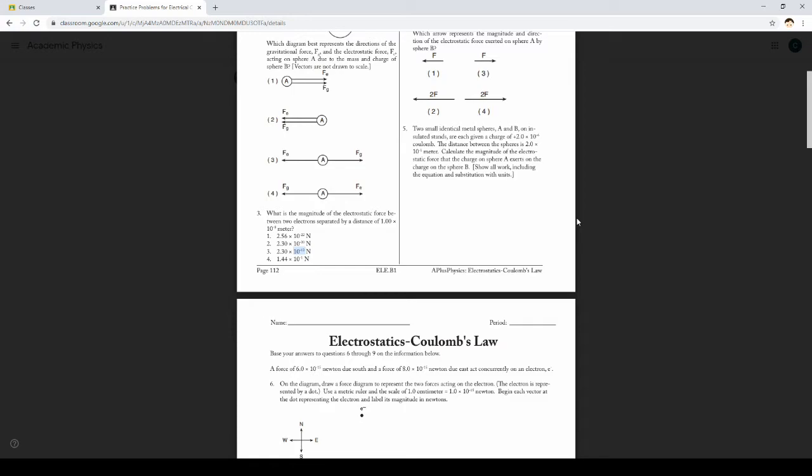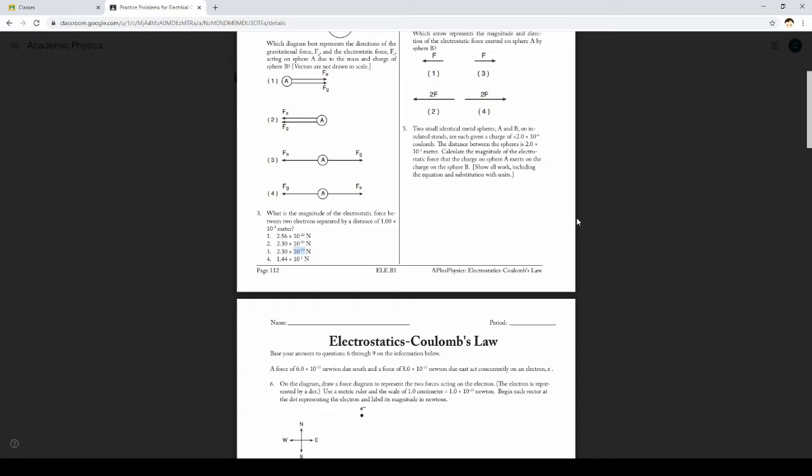Number 4. Two small identical metal spheres A and B on insulated stands are each given a charge of positive 2 times 10 to the negative 6 coulomb. The distance between the spheres is 1 times 10 to the negative 1 meters. Calculate the magnitude of the electrostatic force that the charge on sphere A exerts on the charge on sphere B.